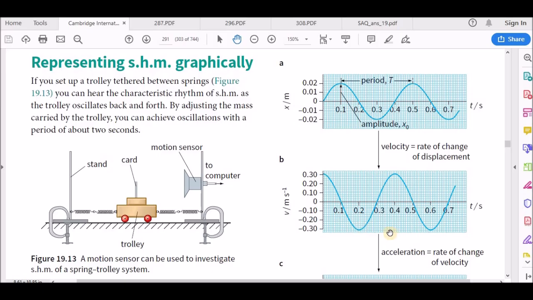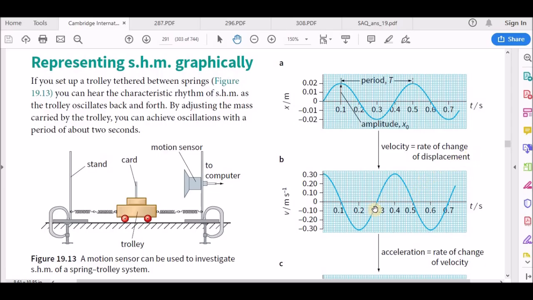Then after that, we'll look at this graph. Here it's maximum, you can see here. So at 0.2 seconds it's maximum. Then from here to here, looking at this graph, the gradient becomes less and less negative and becomes 0, and again the process continues after that.